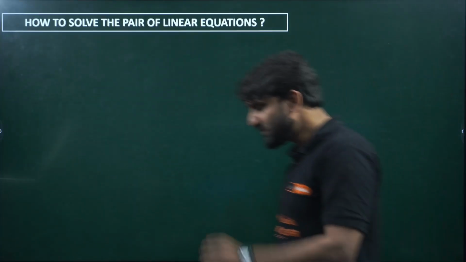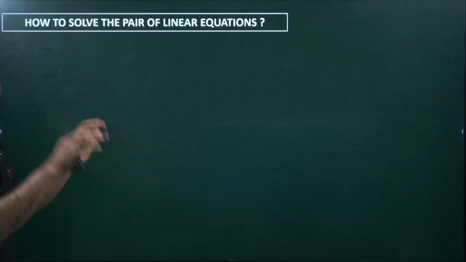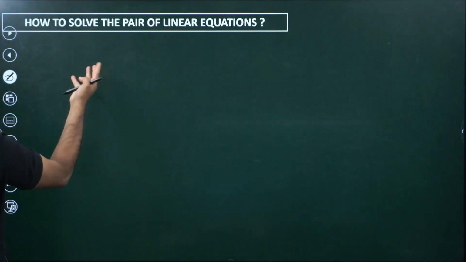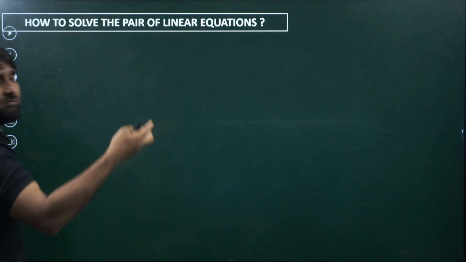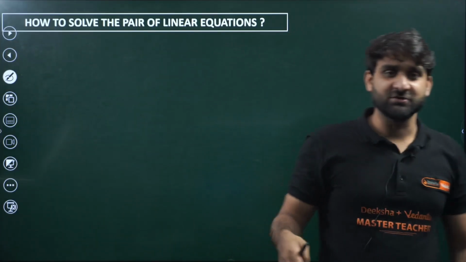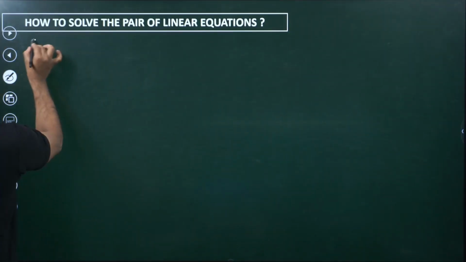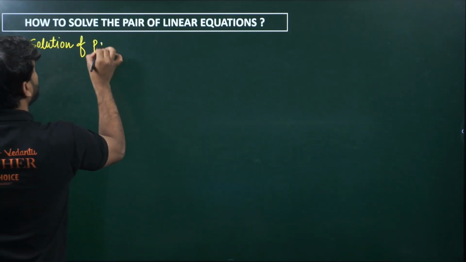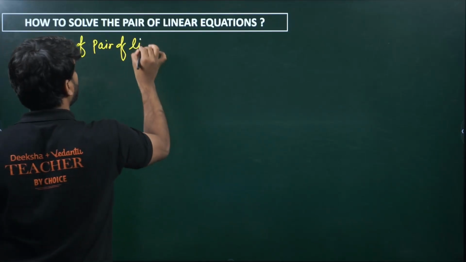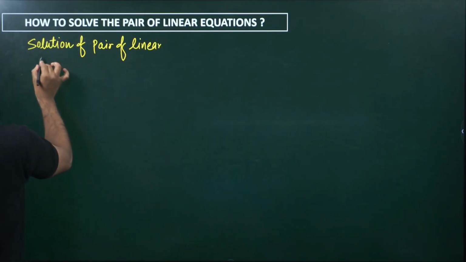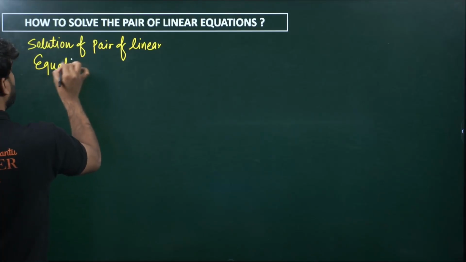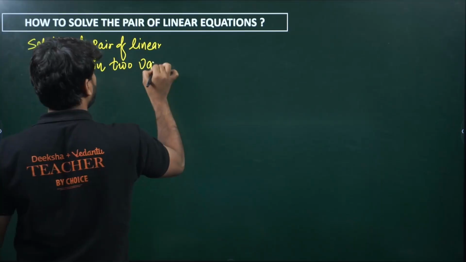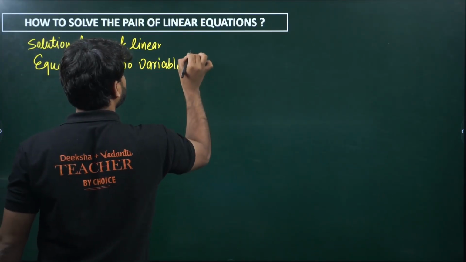Okay, moving ahead. Now the next theory is how to solve the pair of linear equations. So my dear champions, what do you understand by solve? What does it mean to solve a pair of linear equations? If I ask you, what does it mean by solutions of a pair of linear equations in two variables?